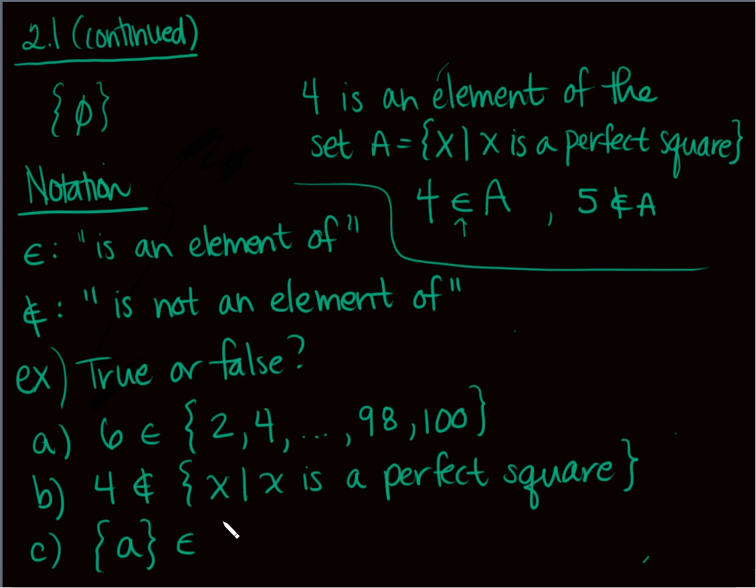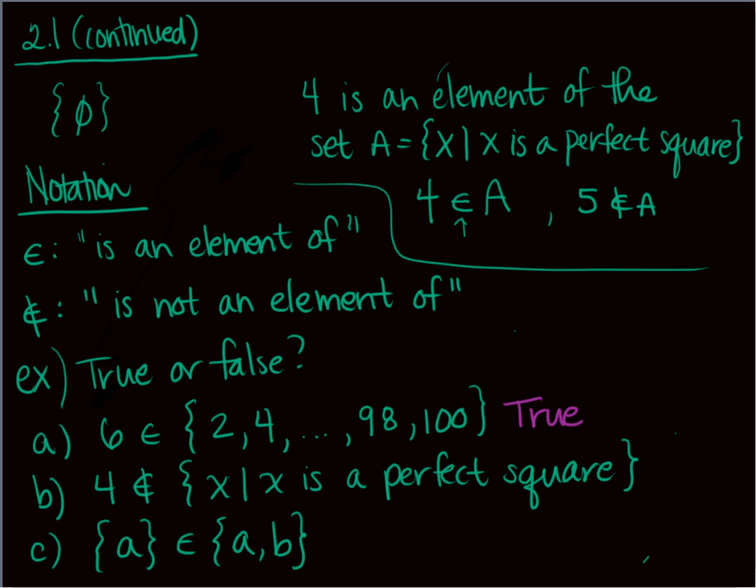Okay, so let's see what we have here. Let's look at this first one. Is 6 an element of the set {2, 4, 98, 100}? Yes, because this looks like a set of all even numbers. So this one is true: 6 is an element of that set. Let's look at part B.